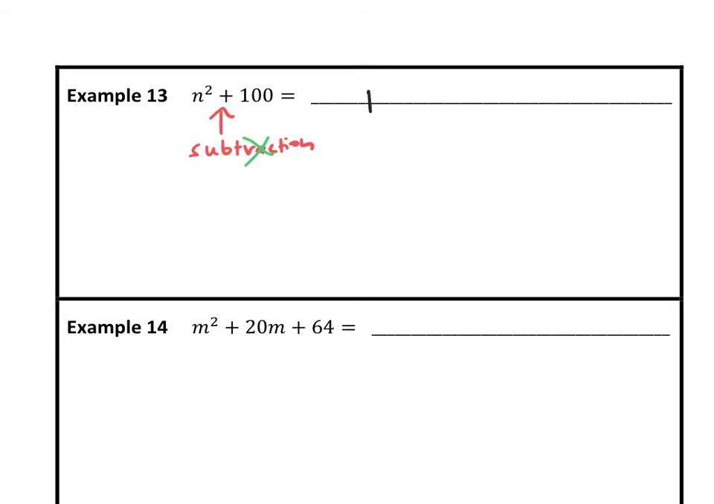So in math term, we call it prime. And so again, prime means that it cannot be factored.